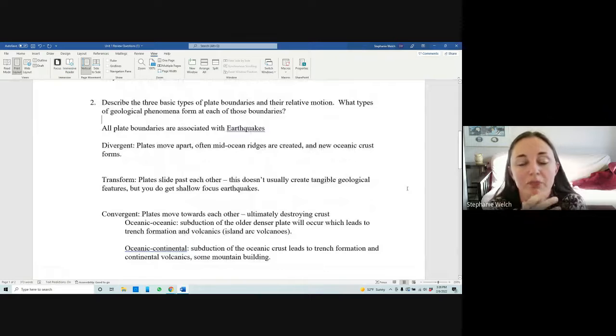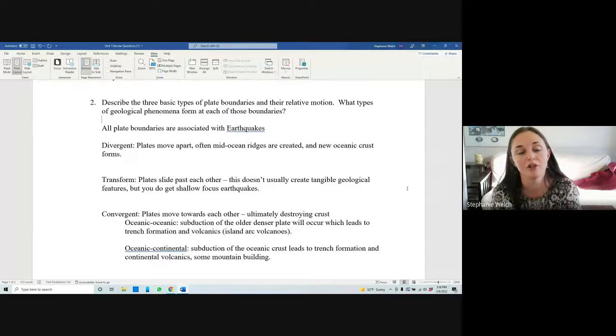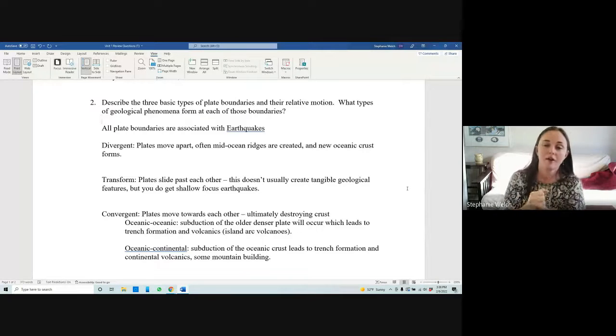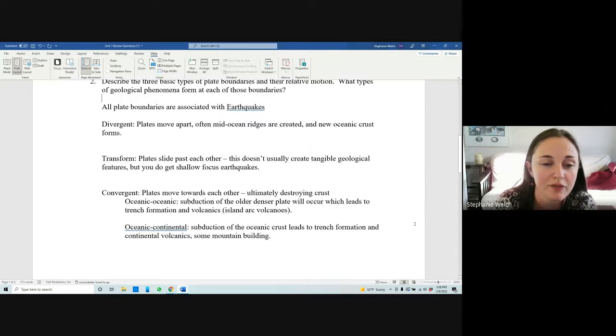But that should pretty much sum you up here. Describing the three basic types of plate boundary and the relative motion. They're all related to earthquake activity. Divergent plate boundaries move apart, create new crust, create whole oceans as this continues over time. That's sort of the story of the Atlantic Ocean and the Mid-Atlantic Ridge. The mid-ocean ridges are almost always going to be uplifted parts of the ocean floor and not trenches.